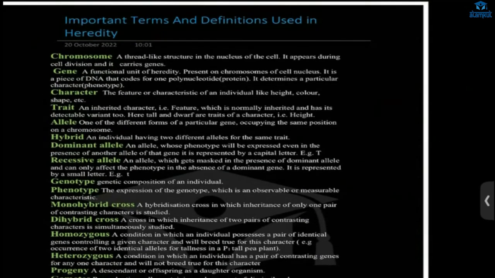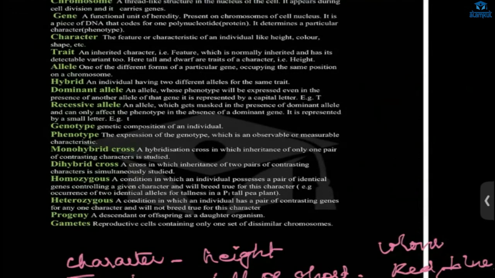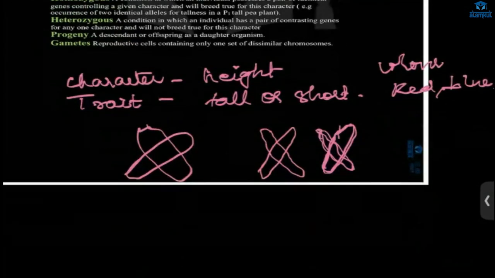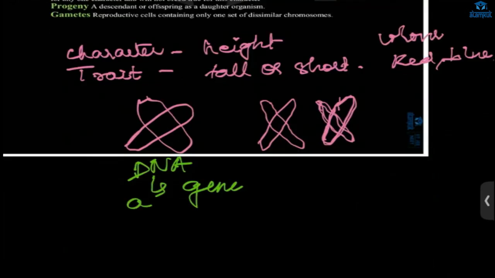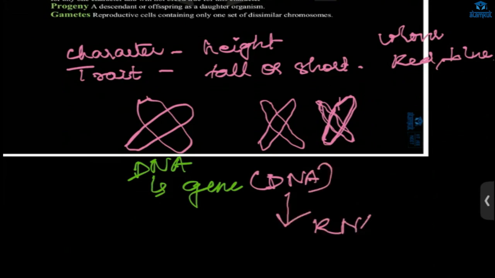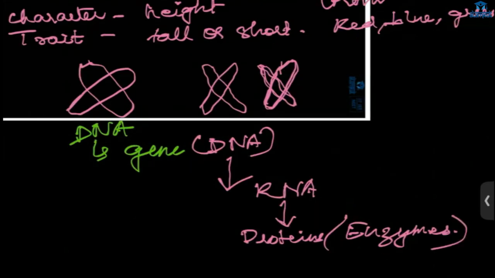Next, what is there? Gene. Where is it present? It is present on the chromosome. It is the DNA which codes for characters. A part of DNA, expressible, is the gene. From DNA, what is made? RNA. And from RNA, what is made? Proteins, enzymes. So these proteins and enzymes will do all the work. So if there is any change in the gene, it will reflect on the enzymes and proteins, and there will be changes in the body.